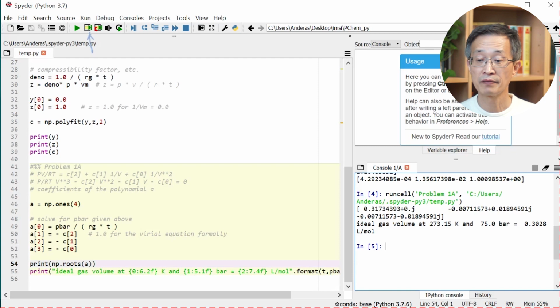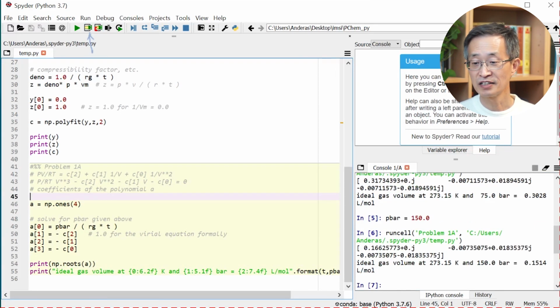Okay, so that's what is done. Now remember that at this point, if I change P bar to 150 over here, so P bar is now not 75 but 150, then let's run this part again. That ran and calculated for 150 bar. So the ideal gas value is... why is it not showing?